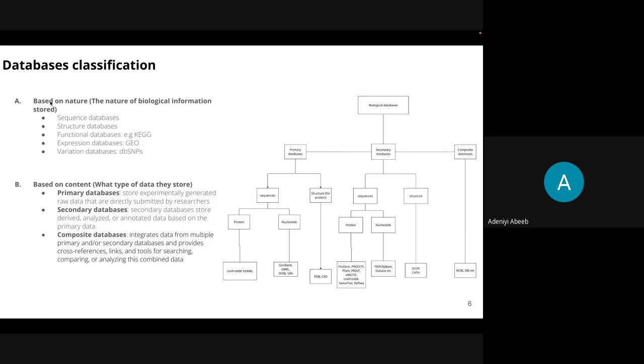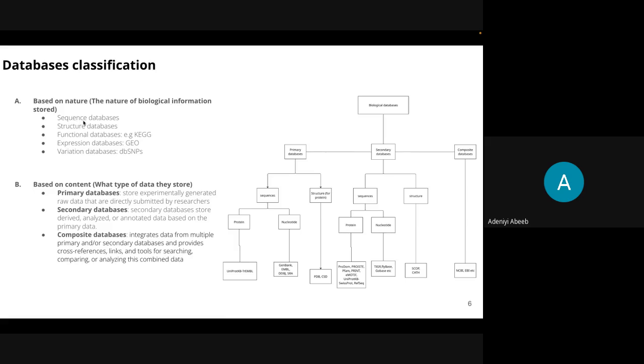So we can classify databases. Like I said, databases are just like a digital library that houses all of these data sets that I talked about. And you can classify them based on nature. Let's say you want to classify your databases based on the nature of biological information: whether it is a sequence database or a structure database. I mean, is it a database dedicated to storing sequences, or one dedicated to structure, functional information, expression data, or operation data? We have a lot of databases.